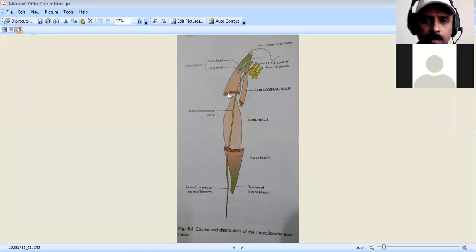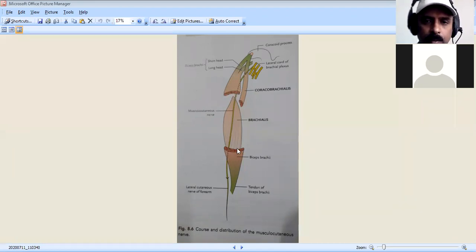The muscles of the front of the arm are the biceps brachii, the brachialis and the coracobrachialis. These are the three muscles we call the front of the arm muscles. When you see the front of the arm muscles, the biceps is there, and you have to know what lies in between.